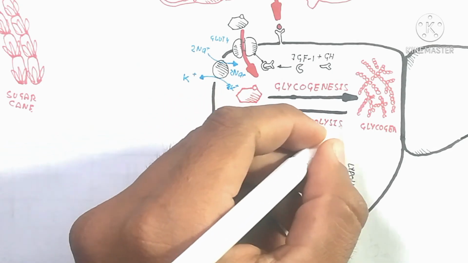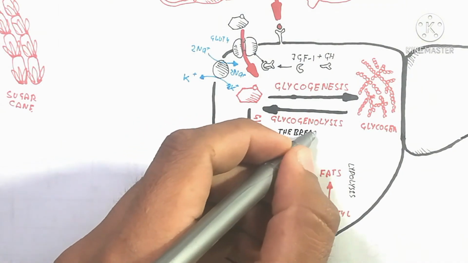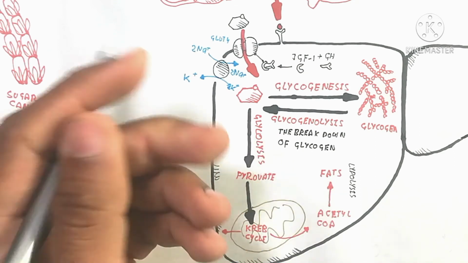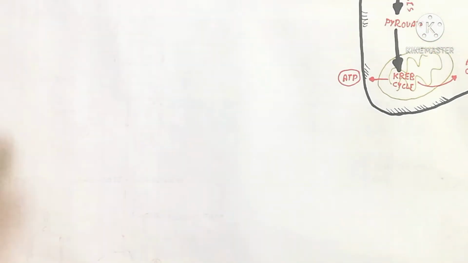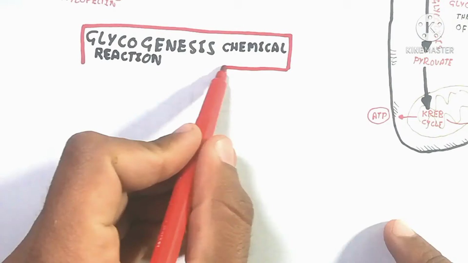It is known as glycogenolysis. The breakdown of glycogen is known as catabolism. If we talk about anabolism, it is known as glycogenesis. If we talk about catabolism, it is known as glycogenolysis, and collectively it is known as metabolism. So this metabolism occurs.